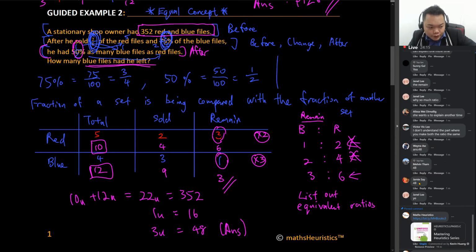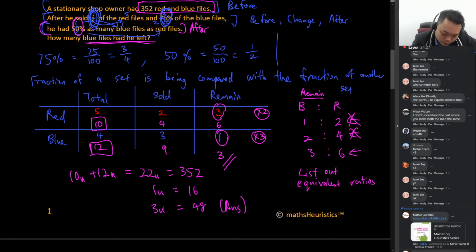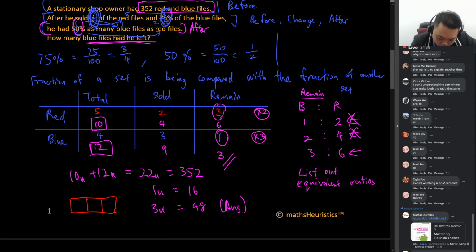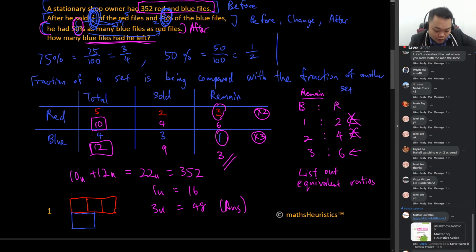Okay, Wayne, Melvin, Jamie, y'all got it? Okay, so is that clearer? Maybe I try to draw out a model for you. Okay, let's say this is your red files remaining. You got 3 blocks of them. And for your blue files, you got 1 block remaining. And this is half, the blue block is half that of the 3 red blocks length.